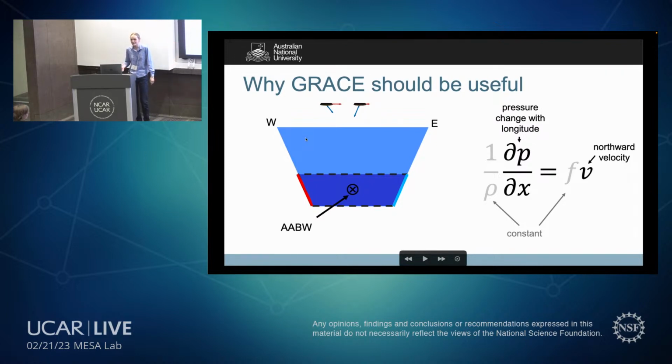But the accuracy of the GRACE satellites is about that much water height, which is about the same as the uncertainty, or size of the signals that we're looking for in the Antarctic bottom water signal.